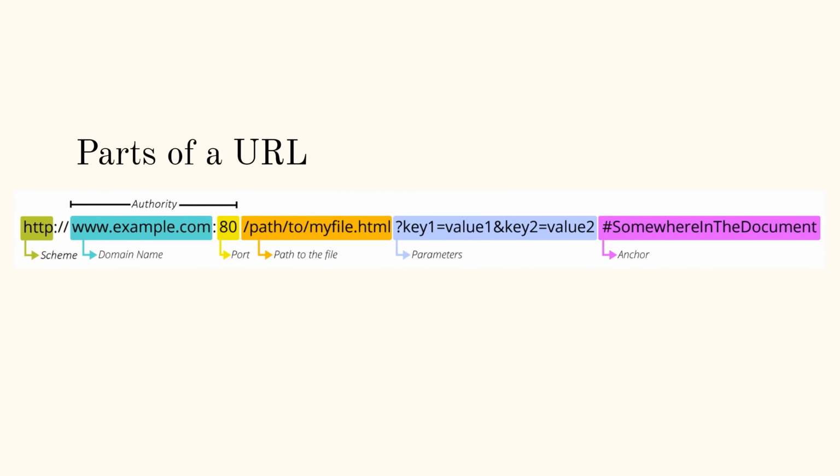Now, here are the different parts of a URL. A URL contains a scheme, an authority that's made up of a domain name and a port, and a path to whatever file you're accessing, as well as probably some parameters or an anchor for the information.